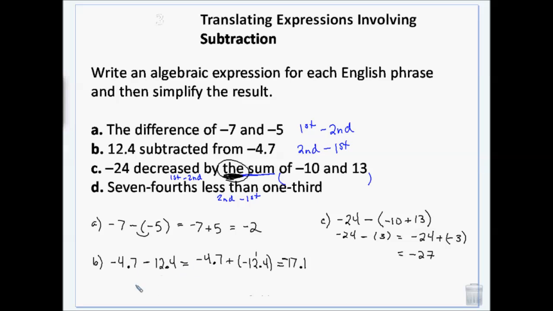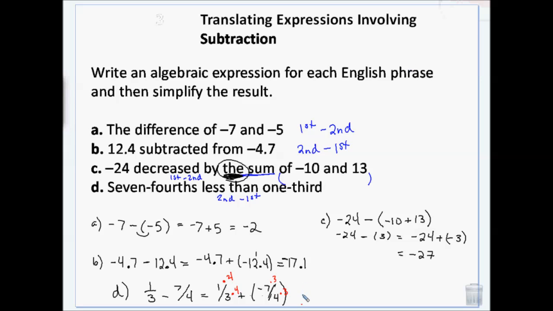I can fit D right down here. 7/4 less than 1/3. So that's going to be 1/3 minus 7/4, which is the same thing as 1/3 plus -7/4, and I'm going to need a common denominator. Between a 4 and a 3 is a 12. So I'm going to multiply that by 4 and that by 3.